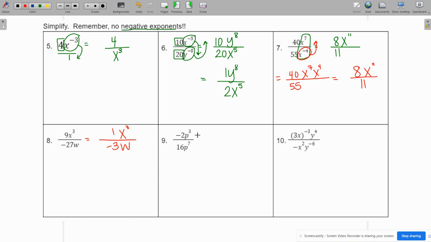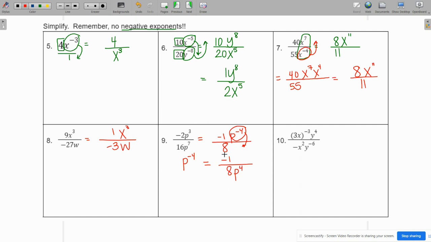The negative could be on top or on bottom. Negative 2/16 reduces to negative 1 over 8. P cubed over p to the 7th. Now, if you use your rule, you would do 3 minus 7, and you would get p to the negative 4th. Well, we don't want to leave that in our numerator with a negative exponent, so we would have to move that to the denominator to become negative 1 over 8p to the 4th.